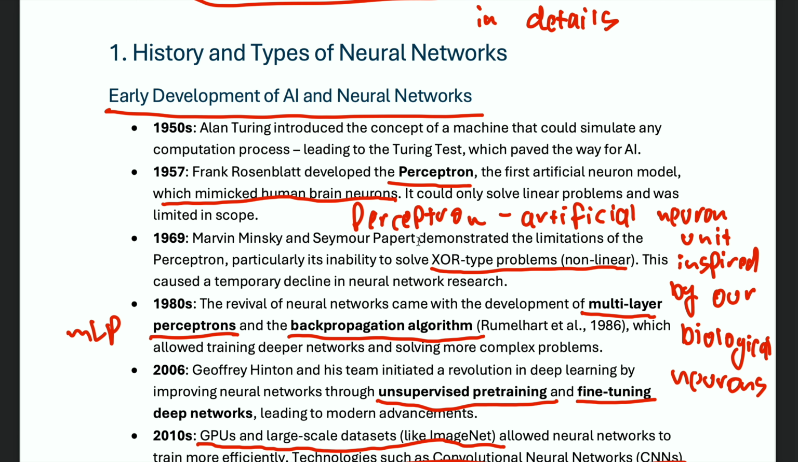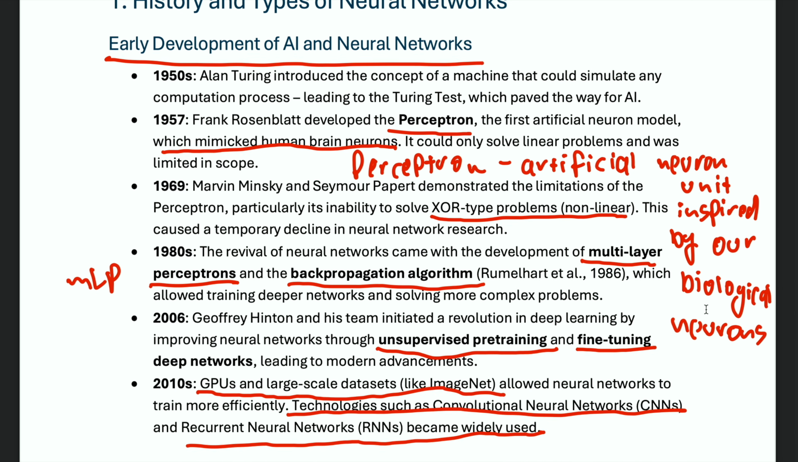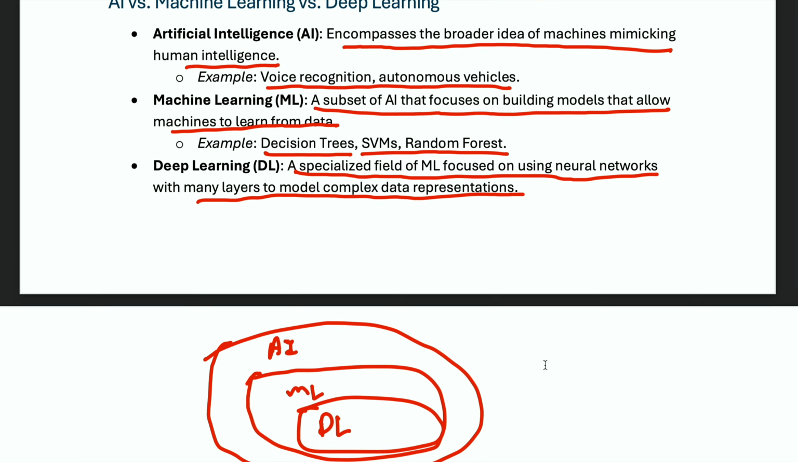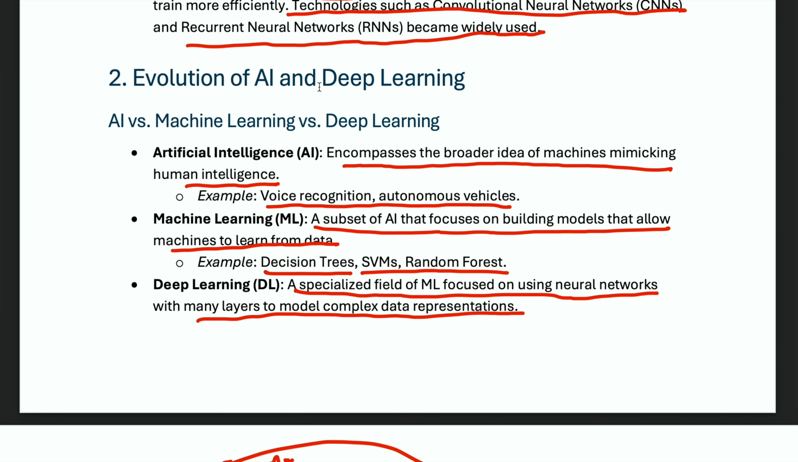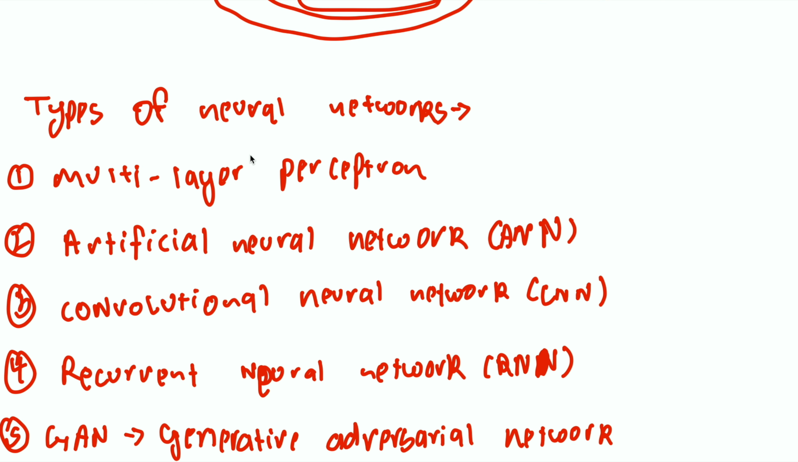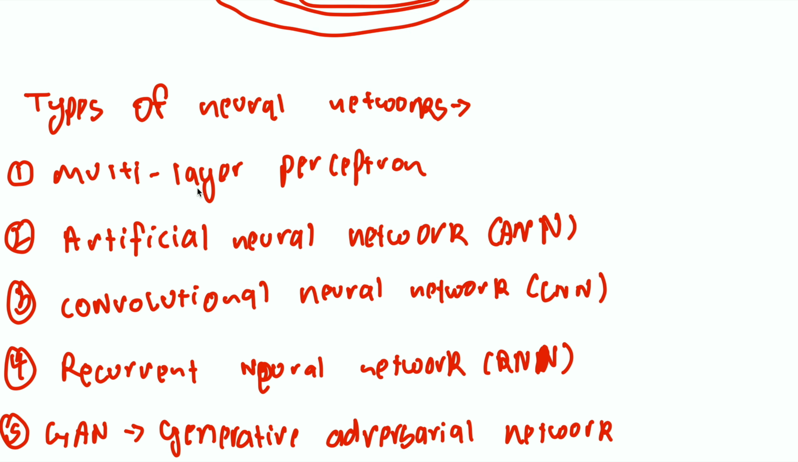What is a perceptron? A perceptron is an artificial neuron unit inspired by our biological neurons. We first covered the differences between artificial intelligence, machine learning, and deep learning, and then we have also studied the different types of neural networks. We have covered multi-layer perceptron. These things we have covered in brief. We will dig deeper into them in later lectures.